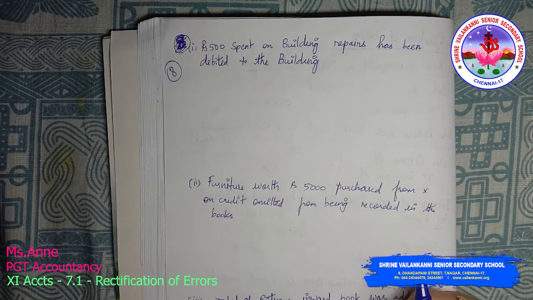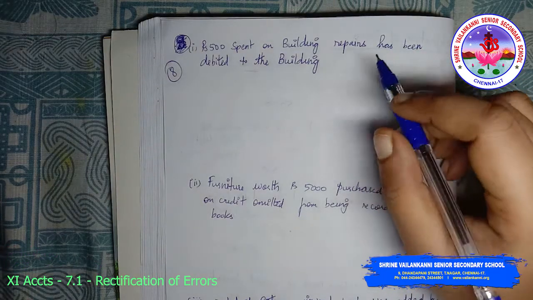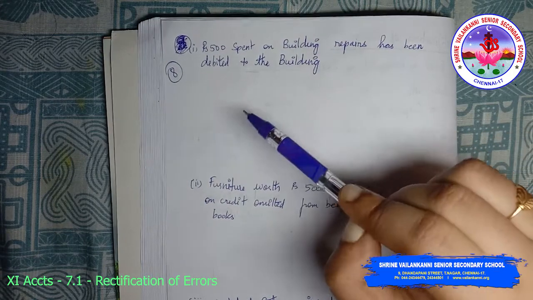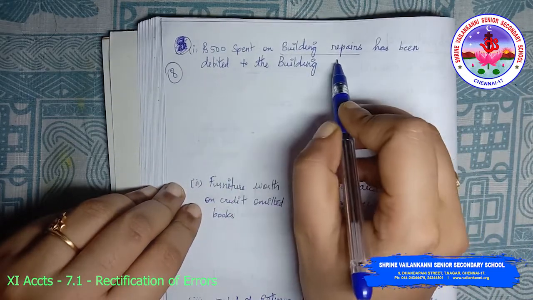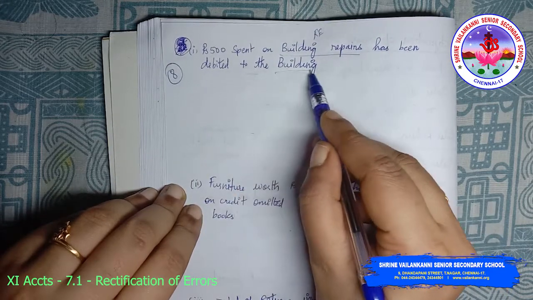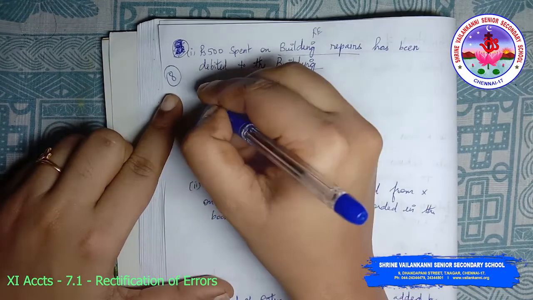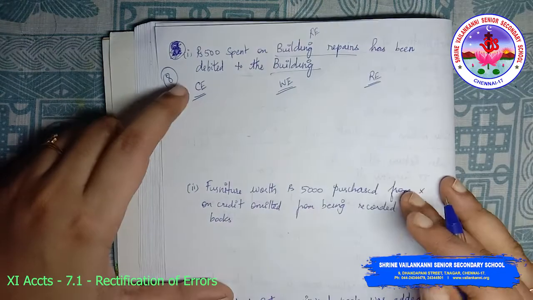This session we are going to discuss problem number 8 under rectification of errors. Rupees 500 spent on building repairs has been debited to the building. If you do not have this problem, just try to write the transaction and then follow what I am going to tell you. So it is a repair towards the building. It is a revenue expenditure, but it was debited to a building account. So this is a wrong entry. You need to identify what is the correct entry, what is the wrong entry, and what is the rectified entry.